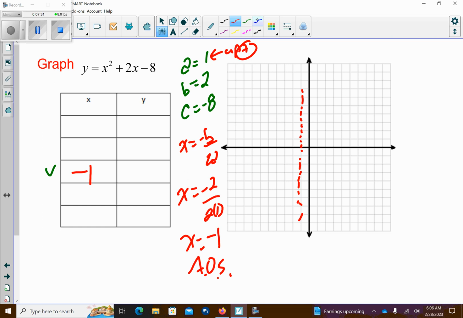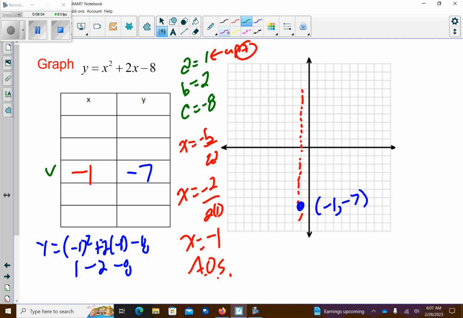Okay, my vertex will again live on that line, so let's figure out what my vertex is. I'm going to take -1 and plug it into my equation, so I get y equals -1 squared plus 2 times -1 minus 8. -1 times -1 is +1. 2 times -1 is -2 minus 8, so that's going to give me -7. So -1, -7, 1, 2, 3, 4, 5, 6, 7 is right down here. That's my vertex.